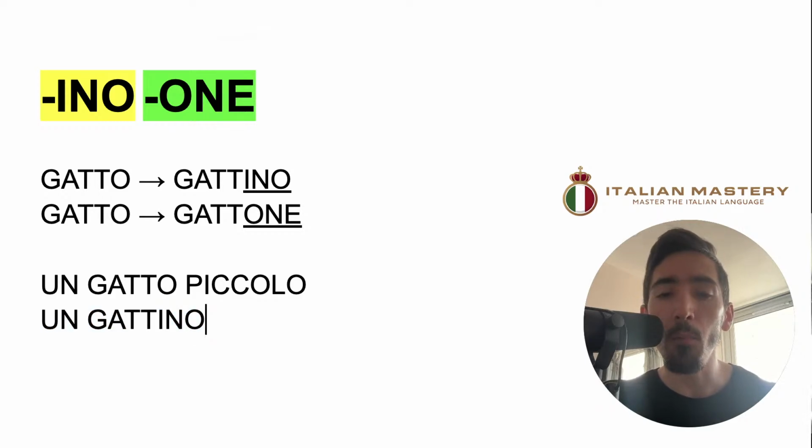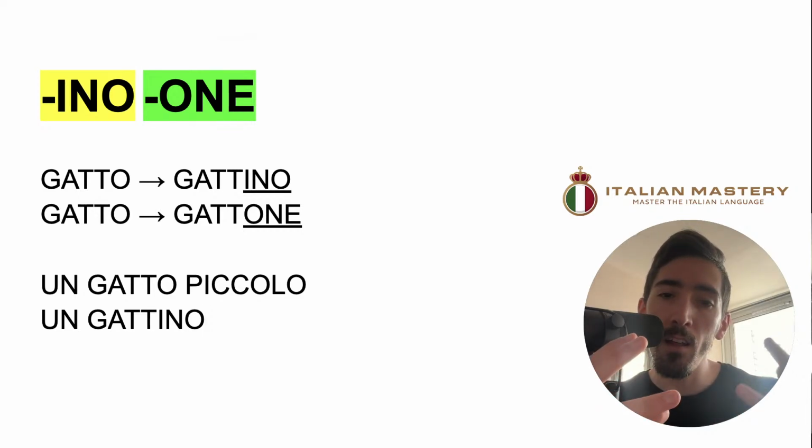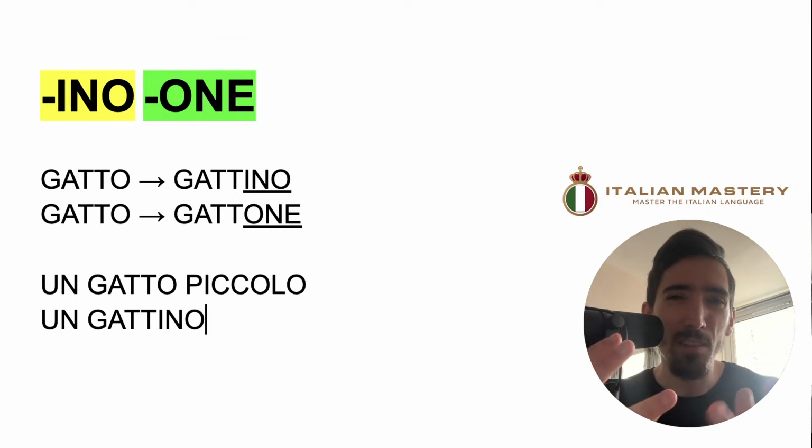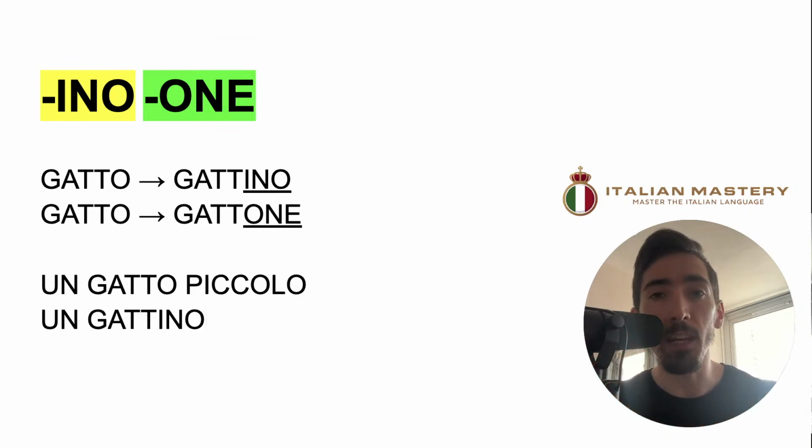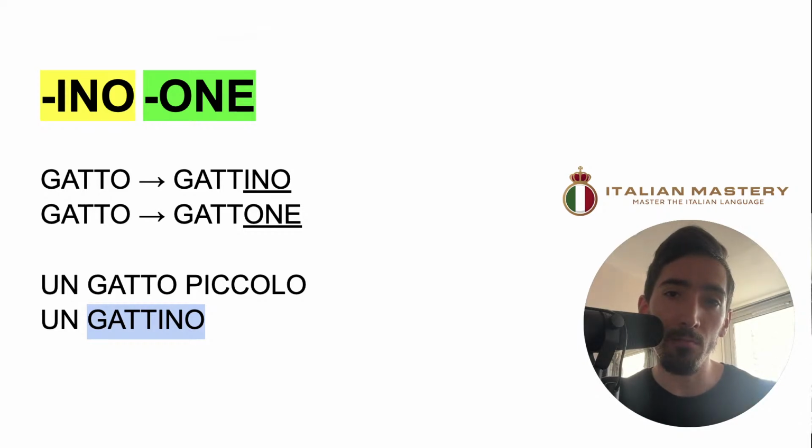Un gattino. But if I, as a native speaker, hear un gattino, in my mind, I think of a very small cat. Or again, maybe a cat that's very young, so it's not big yet. It's not grown to its full size. So this is quite handy. Sometimes it can be a more elegant way of talking about certain things. Sometimes it can be more playful. It depends on the context.